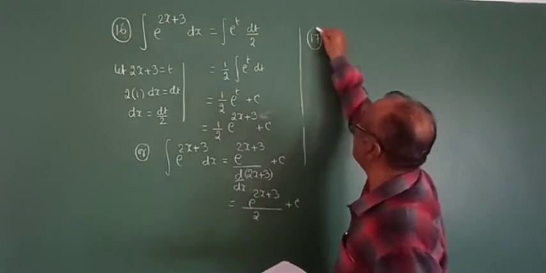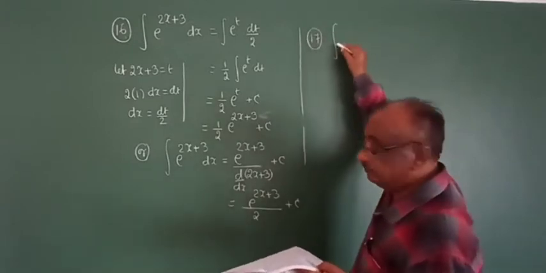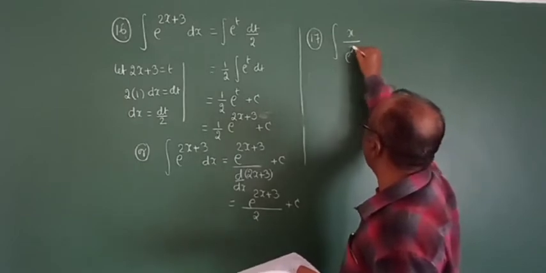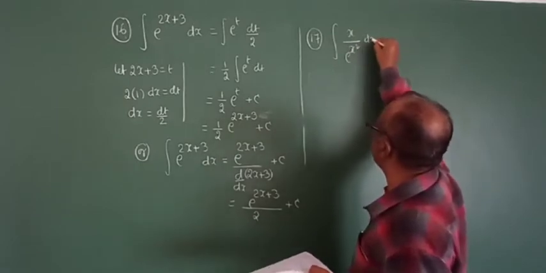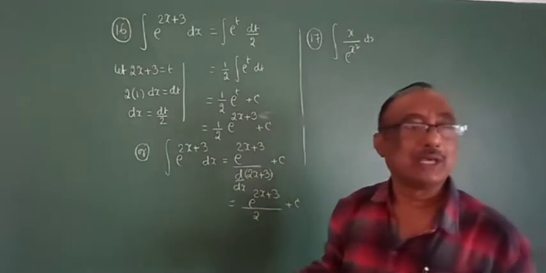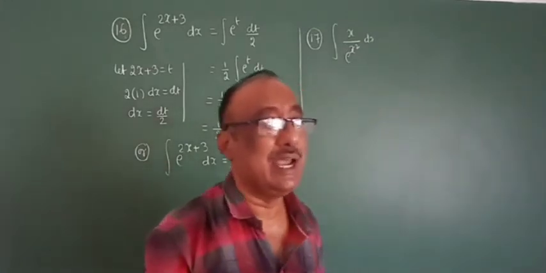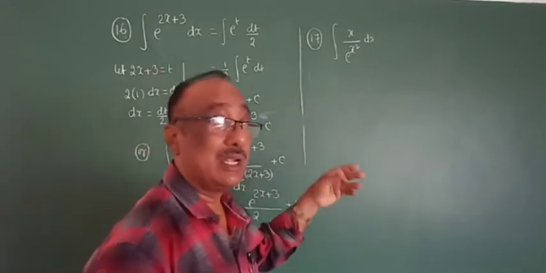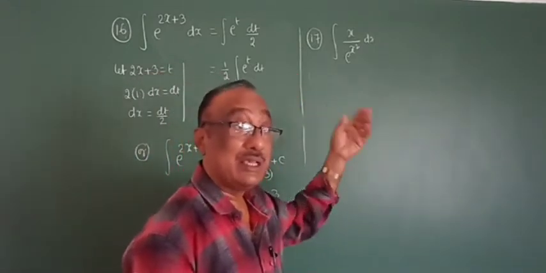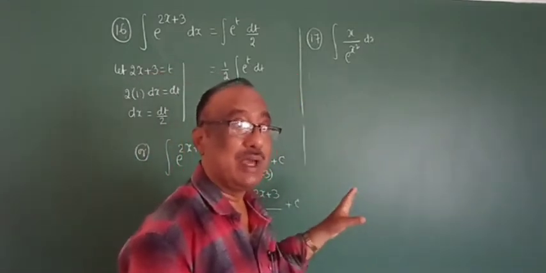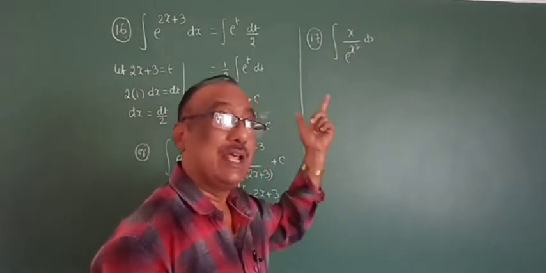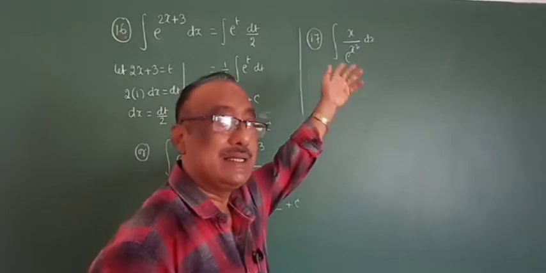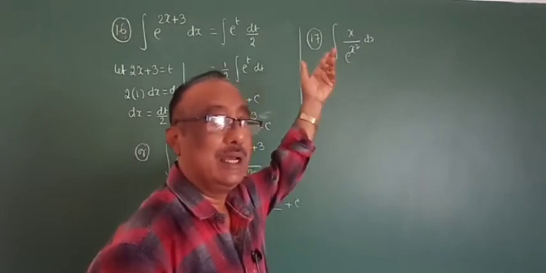17th problem. Integral of x e power of x square dx. Now, we can easily identify which derivative we have. The derivative of x is not in e power of x square. The derivative of x square is 2x, and we already have x. The constant is not important.